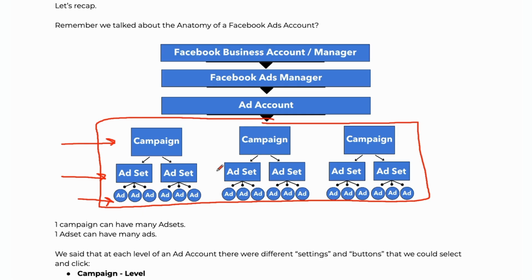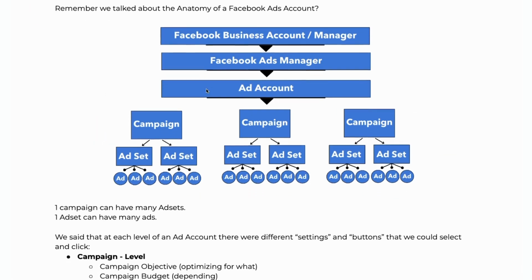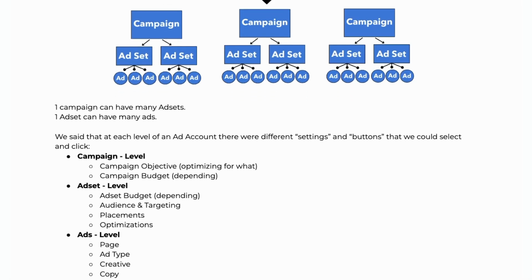Now, obviously, you might not want to do that, but that's a whole separate conversation around the strategy of how to structure all of this, right? But then on top of that, you might have maybe 10, 15, 20, 30 different ads within a specific ad set. And what's going to happen is that within every single one of these levels, and you're going to see this in the walkthrough in just a second, but I want you to understand this conceptually right now, there are different buttons and different settings that we're able to select. So on the campaign level, we're able to select, hey, what is the campaign objective? What is the campaign budget?